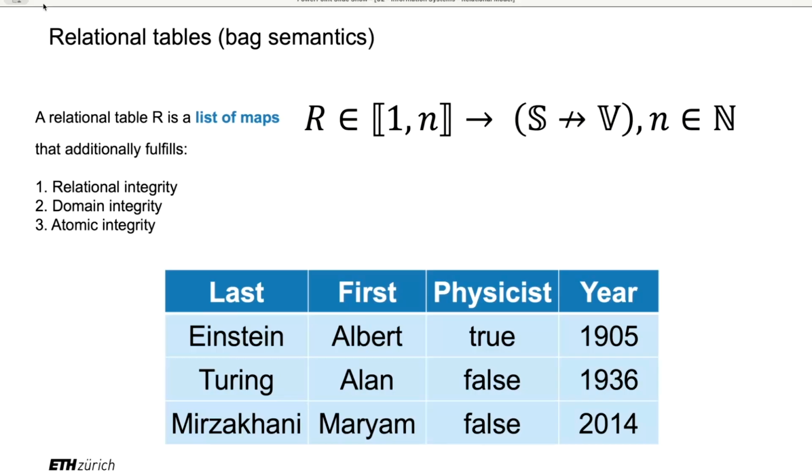Just like you can pick between chocolate, vanilla, or strawberry, you basically can pick, do you want sets or bags or lists of maps? Fully orthogonal, you can make a choice depending on what you want. And then you can also say independently, do you want relational integrity? Yes, no. Do you want domain integrity? Yes, no. Do you want atomic integrity? Yes, no. We just decoupled everything. And if we do have all three, then we call it a relational table. Okay?